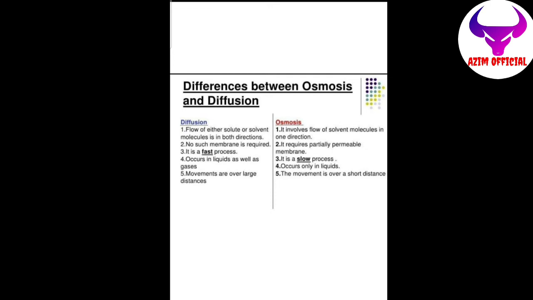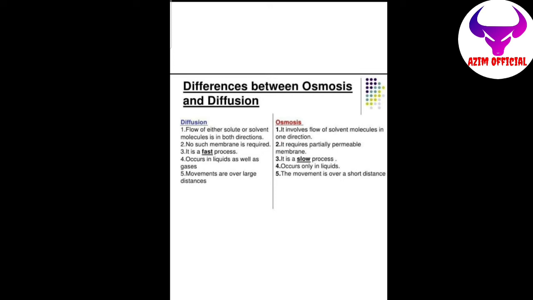This is also a difference between osmosis and diffusion. You can see some other differences. Diffusion involves flow of either solute or solvent molecules in both directions, as we saw in the previous slide, while osmosis involves flow of solvent molecules in one direction and requires the semi-permeable membrane. No such membrane is required for diffusion. This is the new one: it is a fast process in diffusion, and a slow process in osmosis.